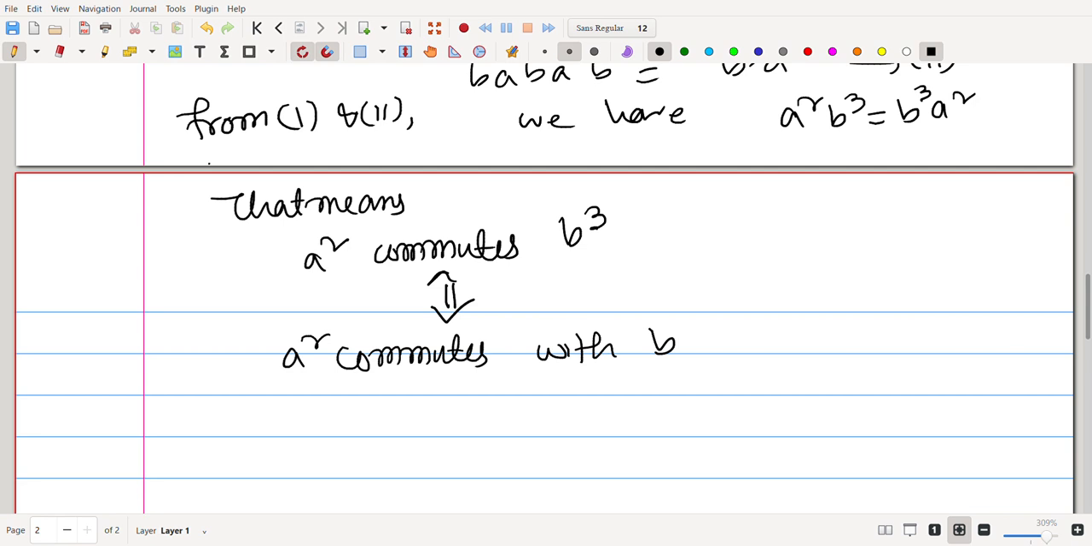And here A and B are arbitrary. So for any fixed A, A square commutes with all B. So we can take any B here. This will imply A square belongs to the center of G for all A.